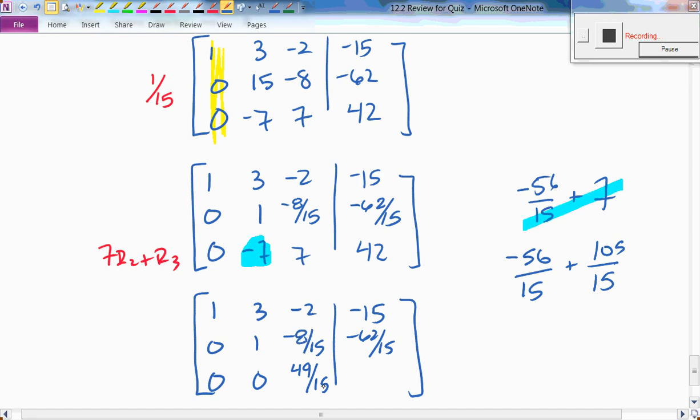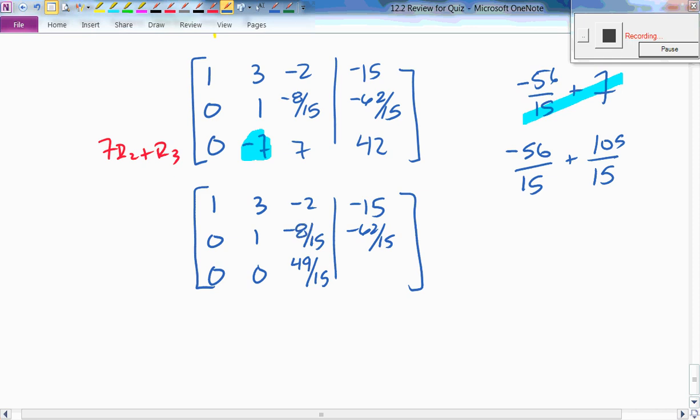It's a fraction. Who cares? Don't worry about it. Just don't mess up adding fractions. That's all you have to do is not mess that up. Okay, we're going to do the same thing again.